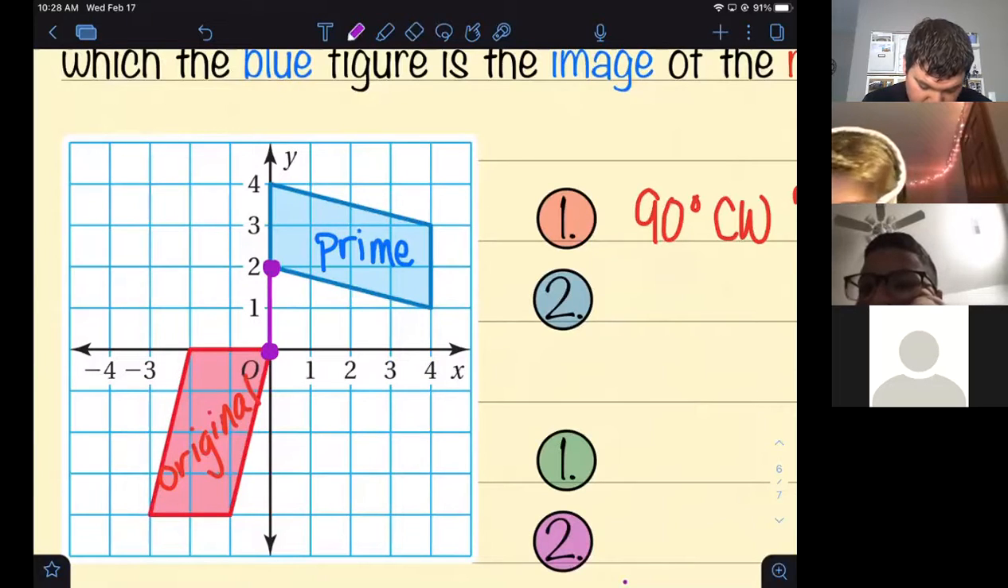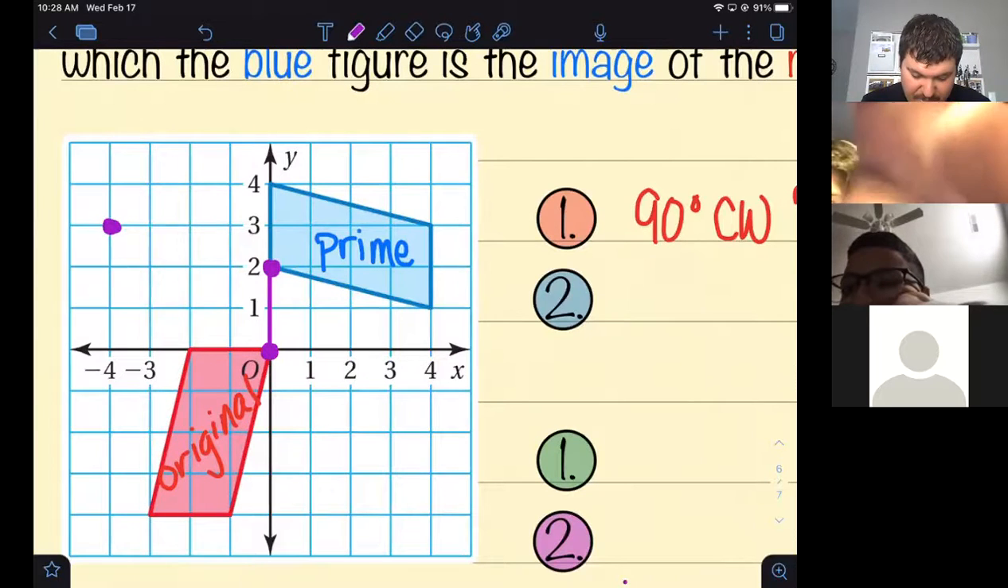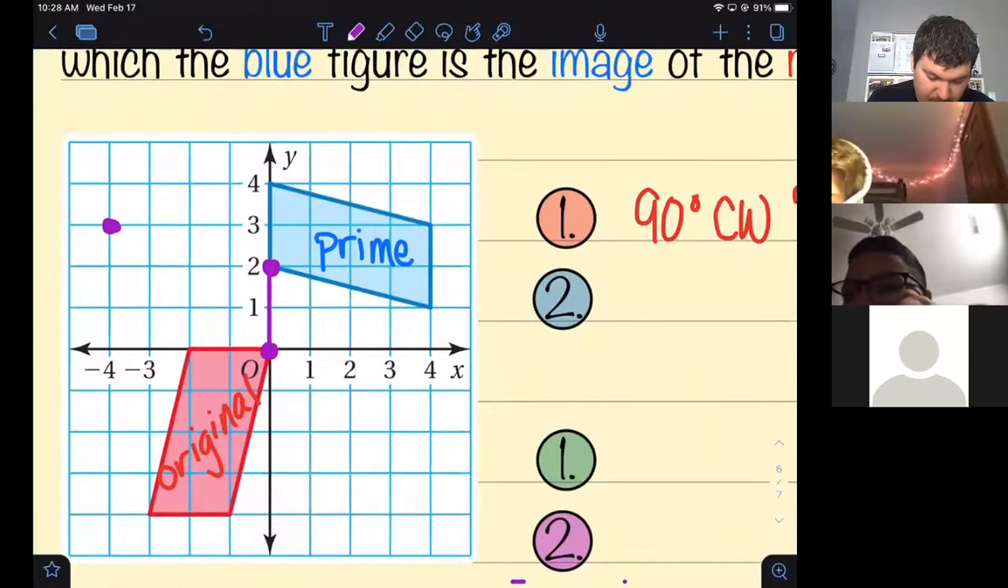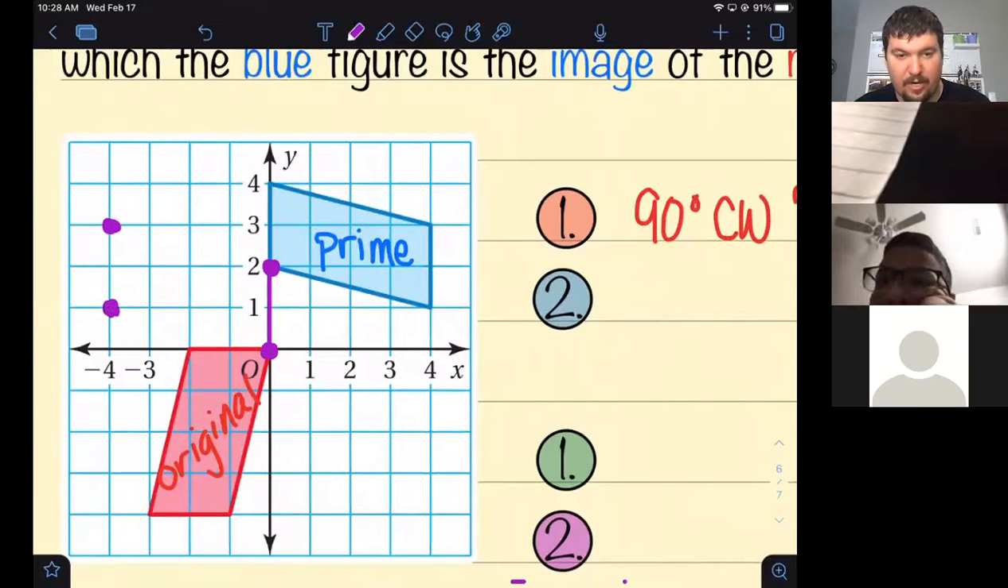And this point, which was 3 units to the left and 4 units down, is now going to be 3 units up and 4 units to the left. And this one, obviously, it's going to be right there.